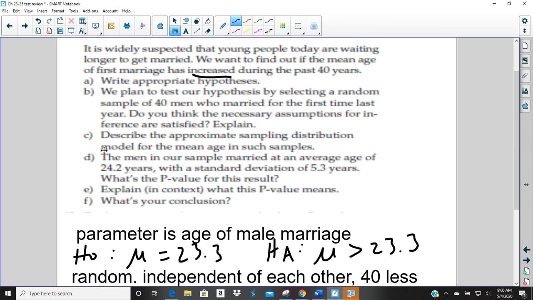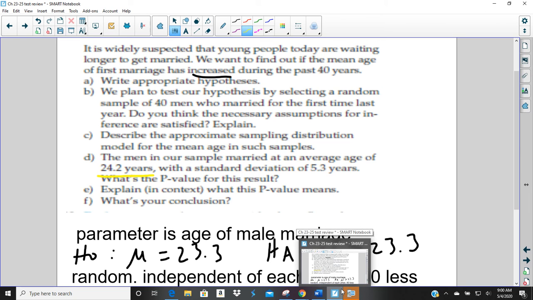Let's jump down to question D. The men in our sample married at an average age of 24.2 years. Okay, this is D. 24.2 years, with a standard deviation of 5.3. What is the p-value for this result? And what's our conclusion? We'll do D and we'll do F.